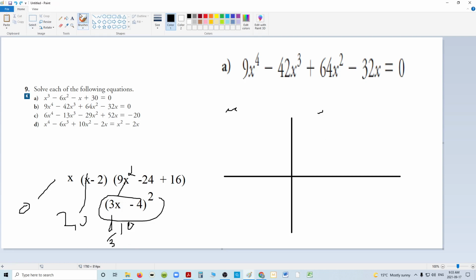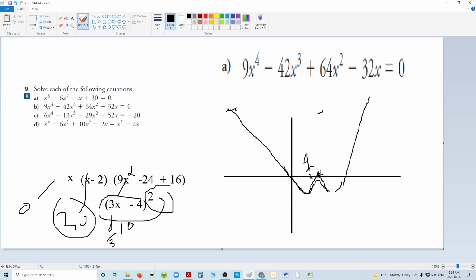So it's going to come down. It's going to go through 0, 0. When it comes up to 4/3, it's going to bounce. That's what the square means. And then it's going to go up through 2 comma 0, and off it goes. So it's going to cross through. It's going to bounce once here, touching at 4/3, comma 0, and then it's going to go through 2 comma 0 here, and off it goes.